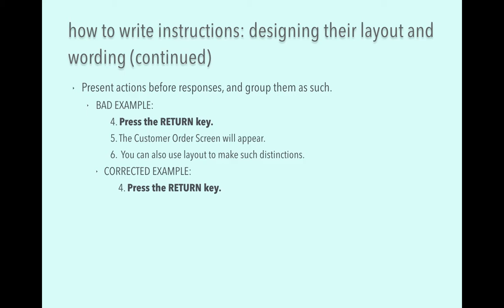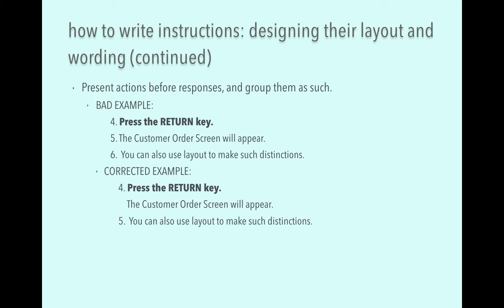So the corrected example would be: press the return key. Oh, here's the result. Notice it lines up right underneath that, and it doesn't line up with the number, it lines up with the text. That clearly groups it together. When I press the return key, then what happens? The customer order screen will appear. You could put the word "result" and a colon in front of that phrase. You could. But even this grouping gets us the idea that here's the action, here's the response, it's one unit, and that's step 4, step 5 now. You can also use layout to make such distinctions.